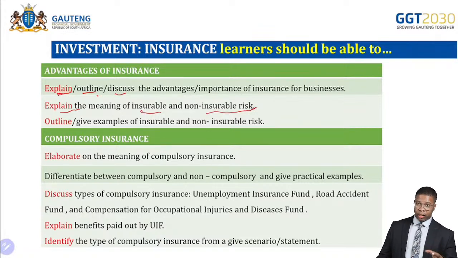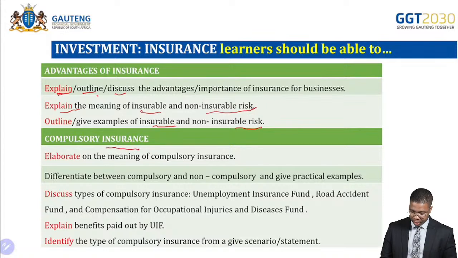So with insurable risks, these are risks that the business is willing to insure and the insurance company is willing to insure. But non-insurable, these are risks that the business is not willing to insure because they cannot calculate the cost of the loss. And then we also have to give the examples of insurable and non-insurable.